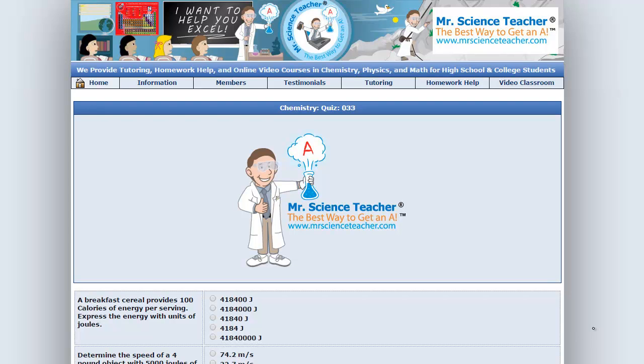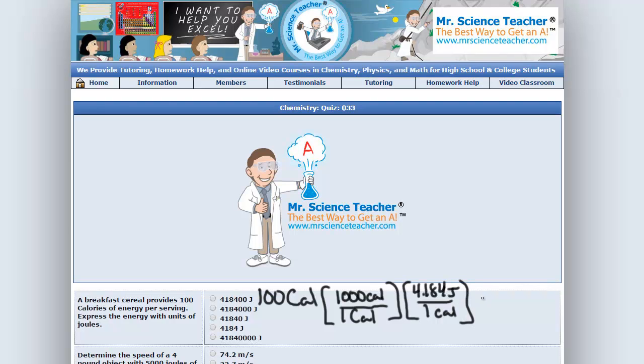Quiz 33. A breakfast cereal provides 100 calories of energy per serving. Express the energy with units of joules. So the 100 calories are a food calorie, so that's a capital C. And each food calorie is equivalent to 1,000 of the smaller calories. And one of the smaller calories is equivalent to 4.184 joules.